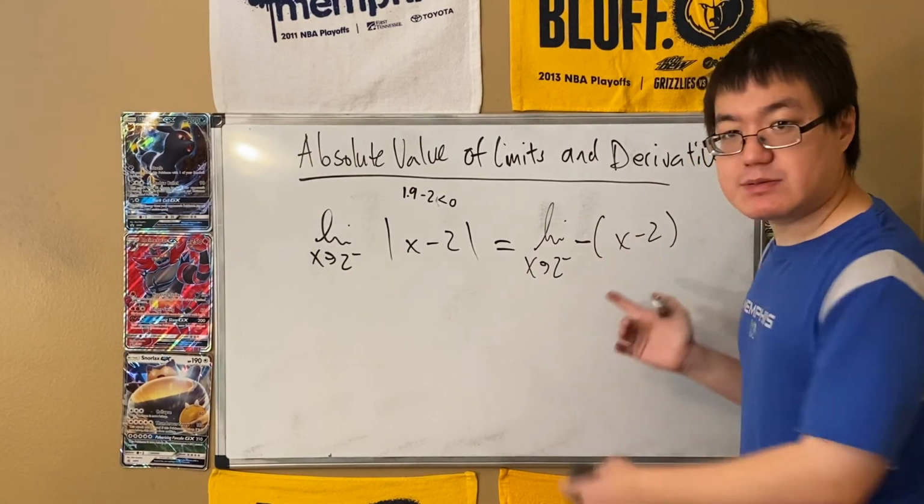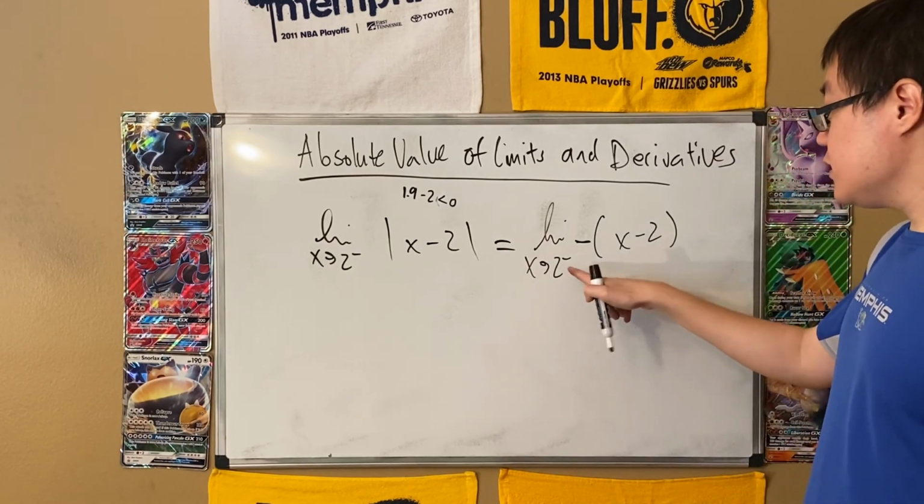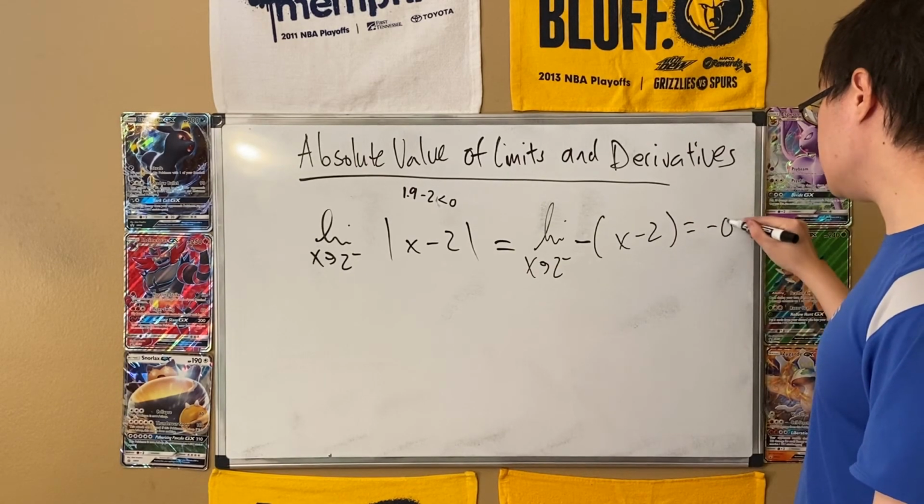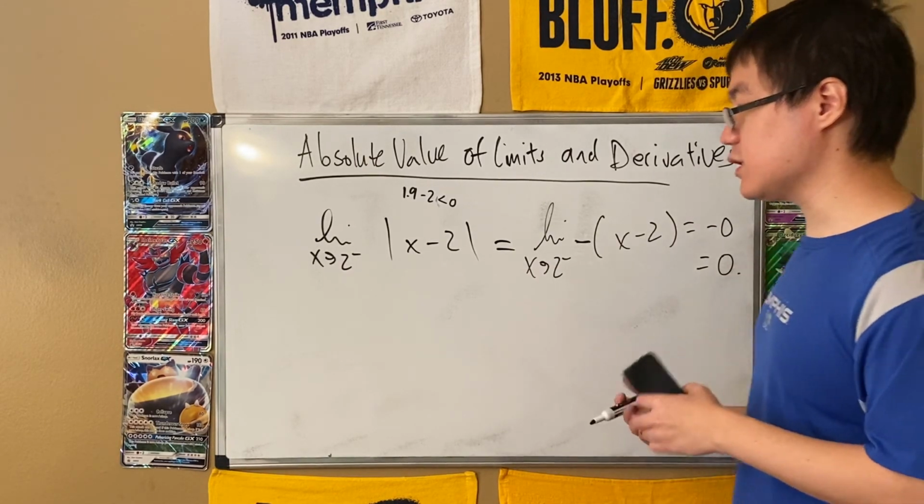So once you get rid of the absolute value bars, the question becomes pretty easy. Notice all I have to do is just plug in 2. When you plug in 2, you'll get negative 0, which is 0. So this is this limit right here.